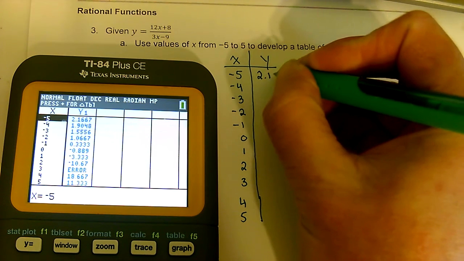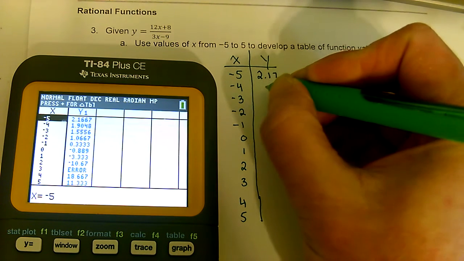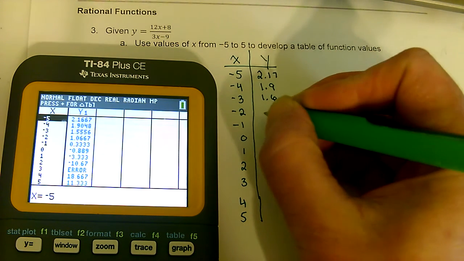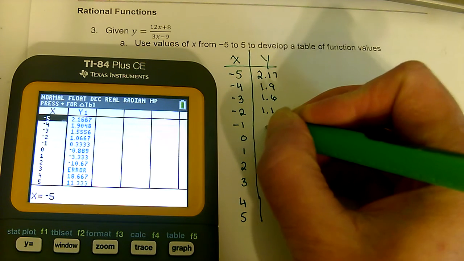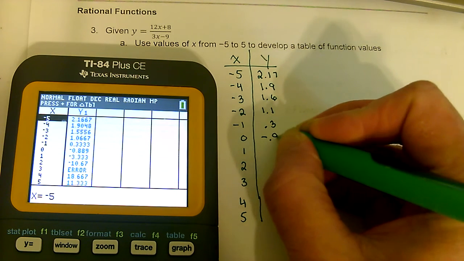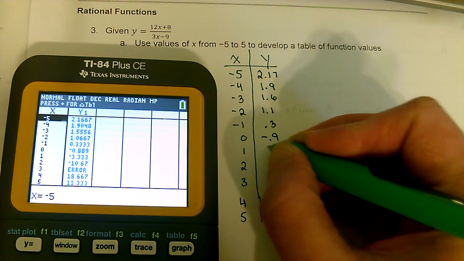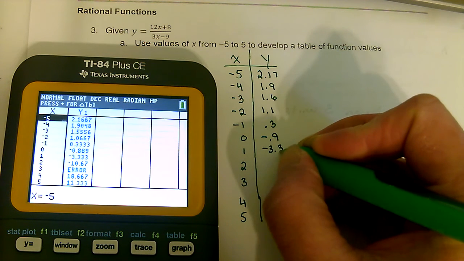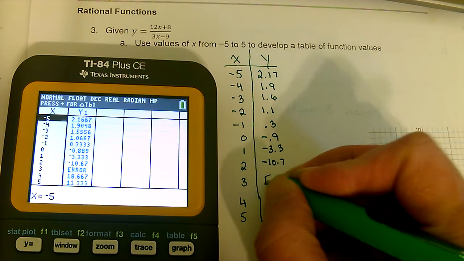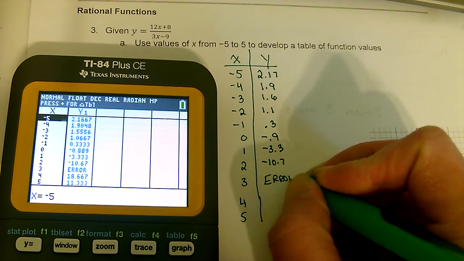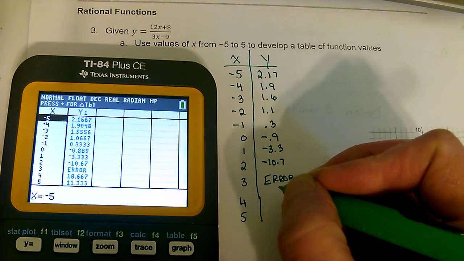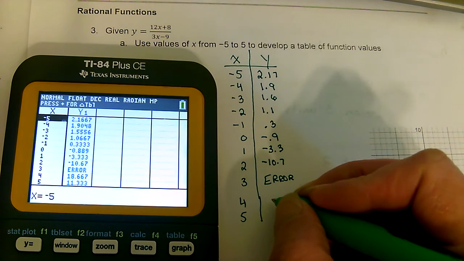So this is 2.1, basically 7. This is basically 1.9, 1.6, 1.1, 0.3, -0.9, because we really don't need to go too many decimal places if we're graphing. -10.7, and this says error. Which is kind of weird. We've got an error there.